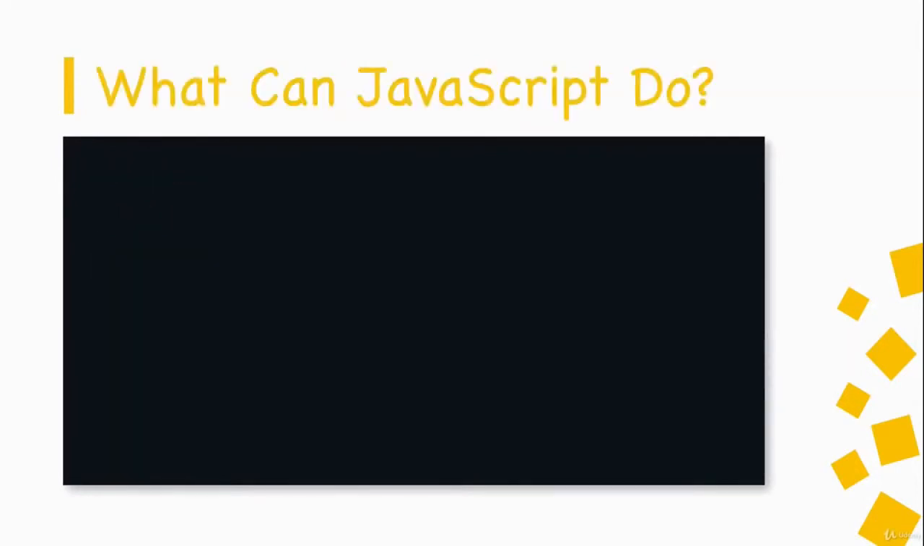Now let's talk about what JavaScript can actually do. We know JavaScript is a programming language, but what power does it actually hold? What can it be used for? And what things can it accomplish? Well, JavaScript, being a programming language, can do a lot of things. But right now, let's take a look at some key things JavaScript is capable of doing.